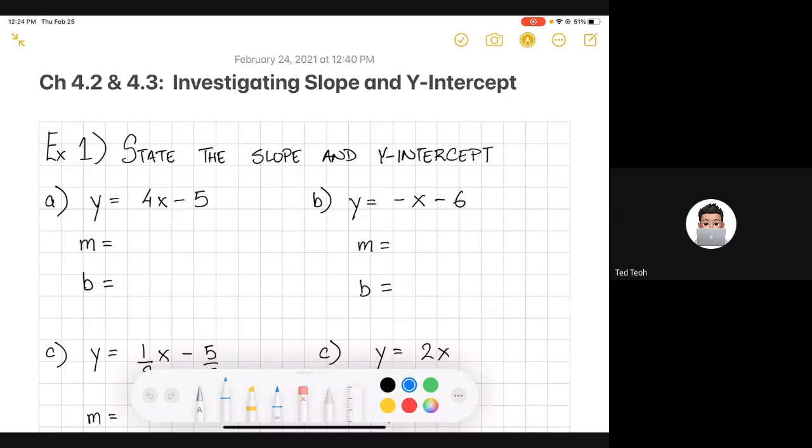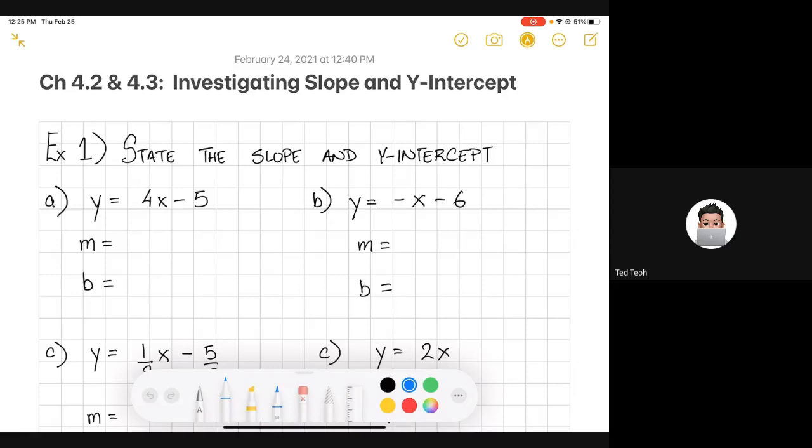All right, we're going to be investigating slope and y-intercept. So how to find slope, how to find intercept, how to write the equation y equals mx plus b out, and how to calculate slope and how to write an equation out. All right, so the first question is state the slope and the y-intercept.